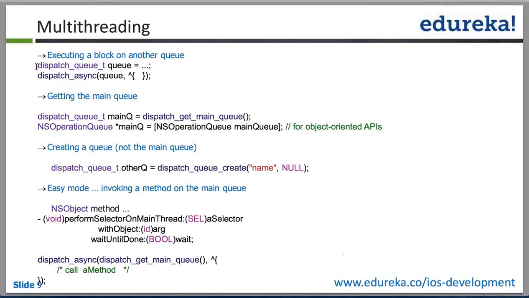The first one is basically the type, which is dispatch_queue_t.